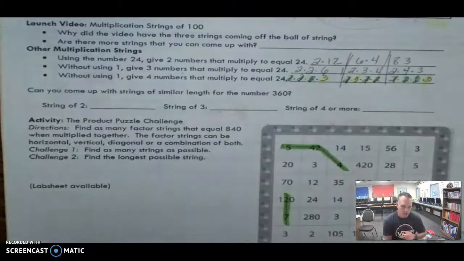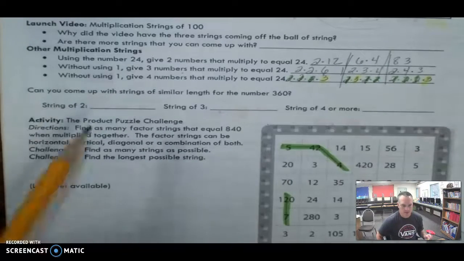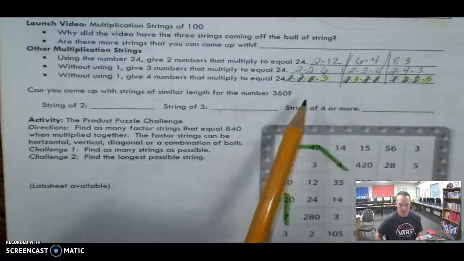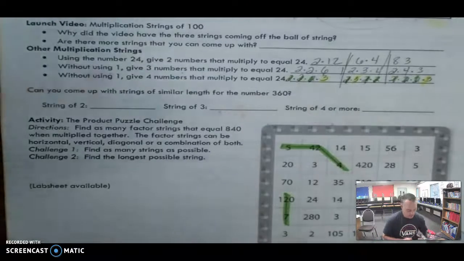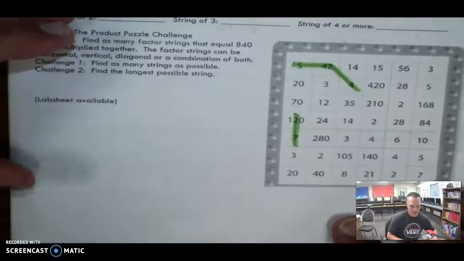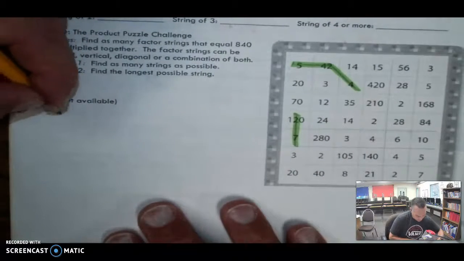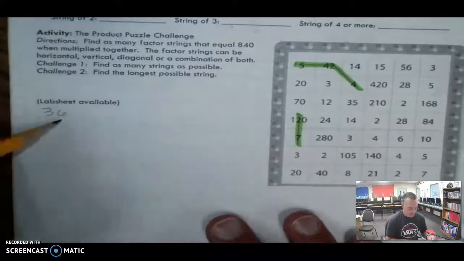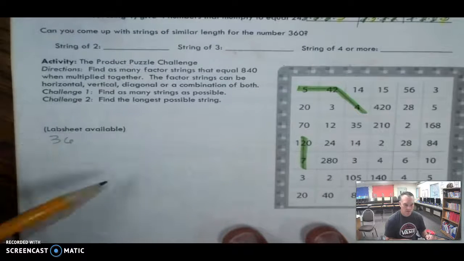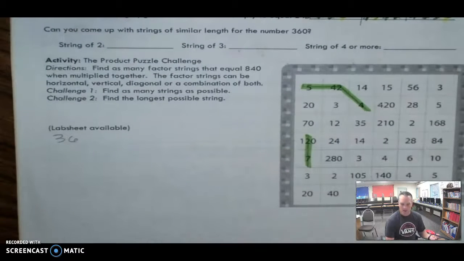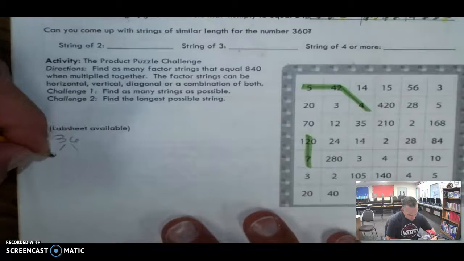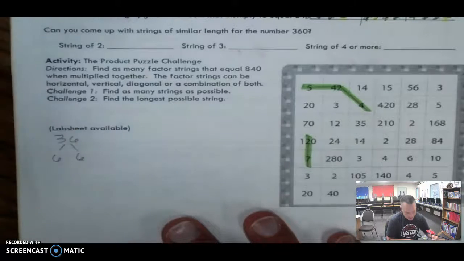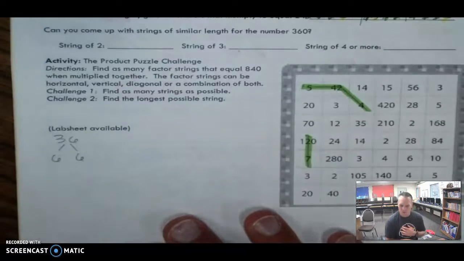Okay, so now we have a bit of a challenge, and the challenge is can you come up with strings just like this for the number 360? So I'm thinking about the number 360, and I'm really thinking about it like, I'm going to write down here, like the number 36, right? But it has a 0 on the back. So what are some things that multiply together to make 36? Well, I'm hoping that you guys say 6 times 6, right? There's this rule called the powers of 10.